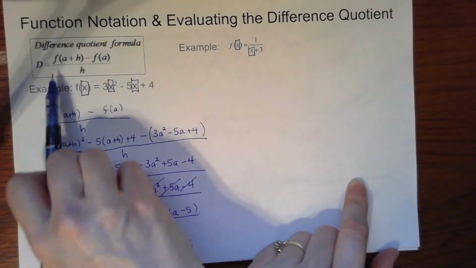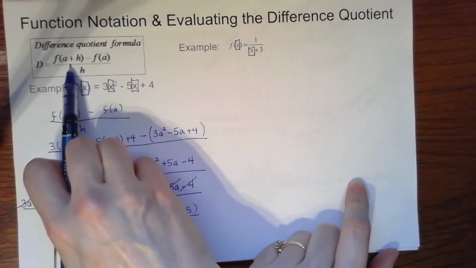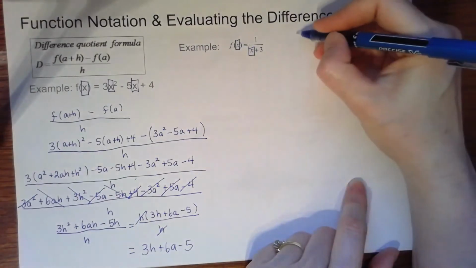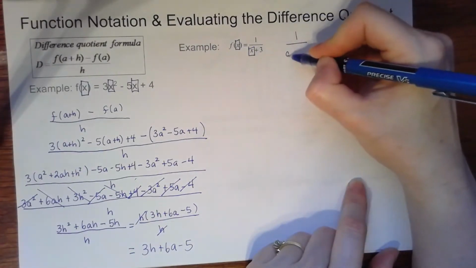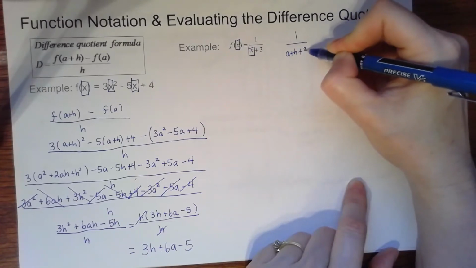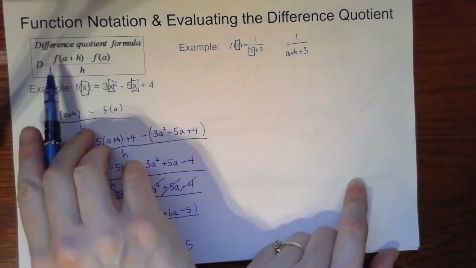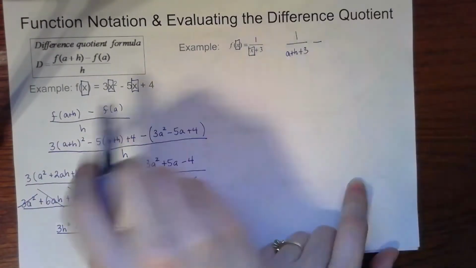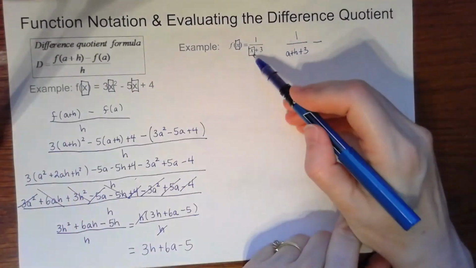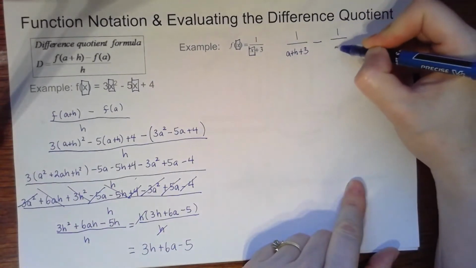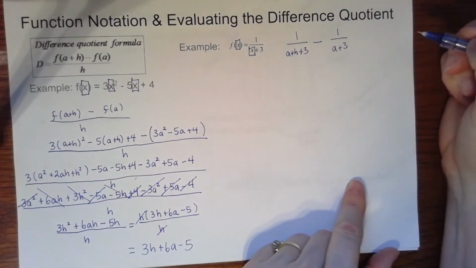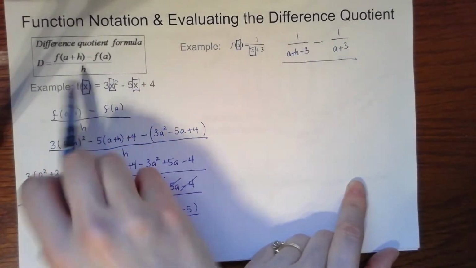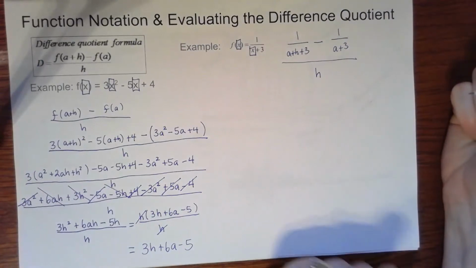Okay, so when I do my f of a plus h, I'm going to take a plus h and put it in the box. Okay, so 1 over, I put a plus h in that box, plus 3. Okay, so that takes care of f of a plus h. And now minus f of a, so I'm going to take a and put it in the box. So I have 1 over a plus 3. Okay, so that gives me f of a plus h minus f of a, and that's all over h.